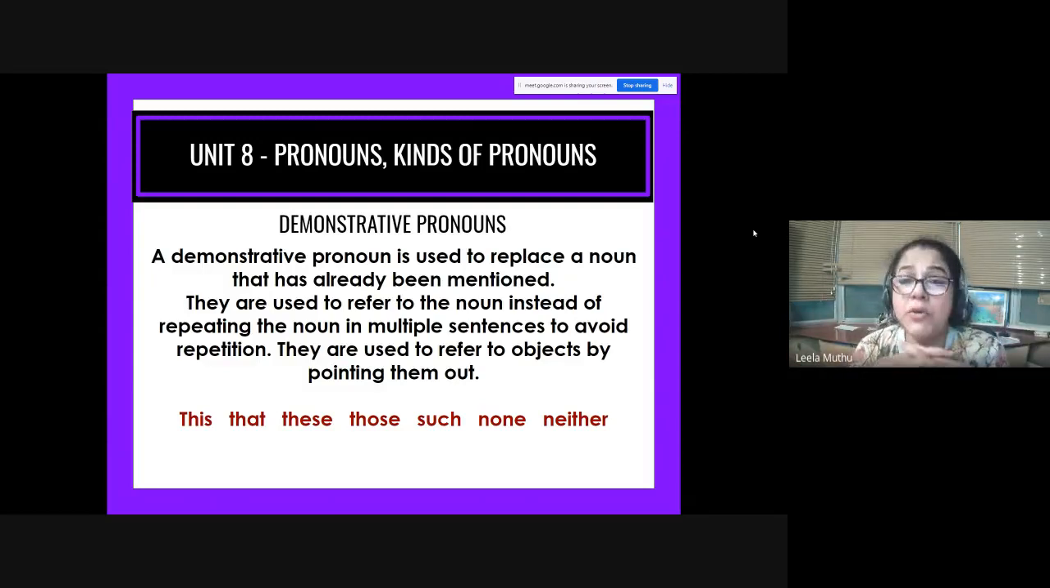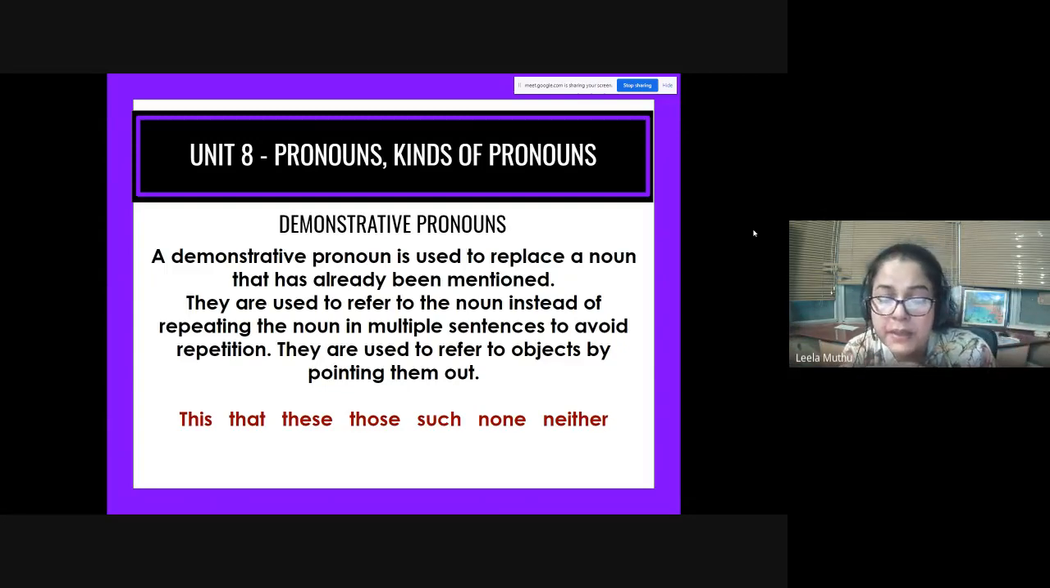All right, now I'm going to come to another type of pronoun, which is called a demonstrative pronoun. Now, always when you see demonstrative, basically it's like show and tell. Who is being referred to? Okay, we're pointing to somebody who is being referred to in the sentence. All right. So a demonstrative pronoun is used to replace a noun that has already been mentioned. They are used to refer to the noun instead of repeating the noun in multiple sentences. Of course, we all know that pronouns are constantly being used to avoid repeating the noun again and again and again.